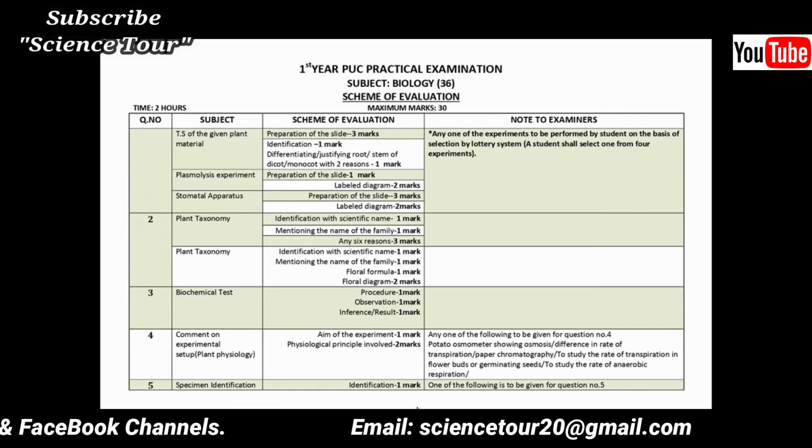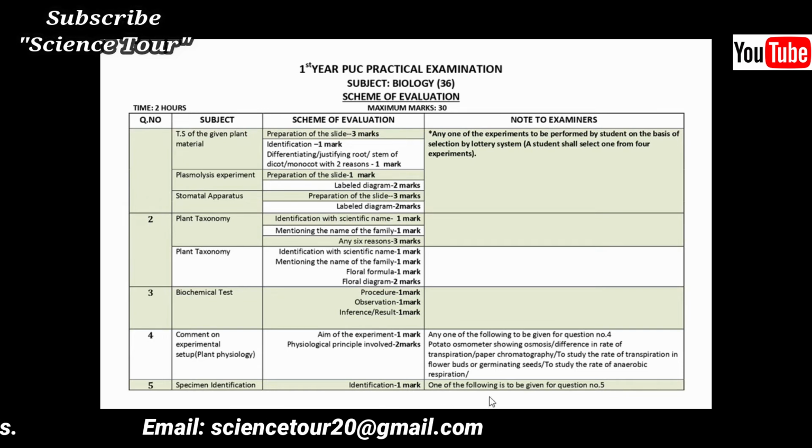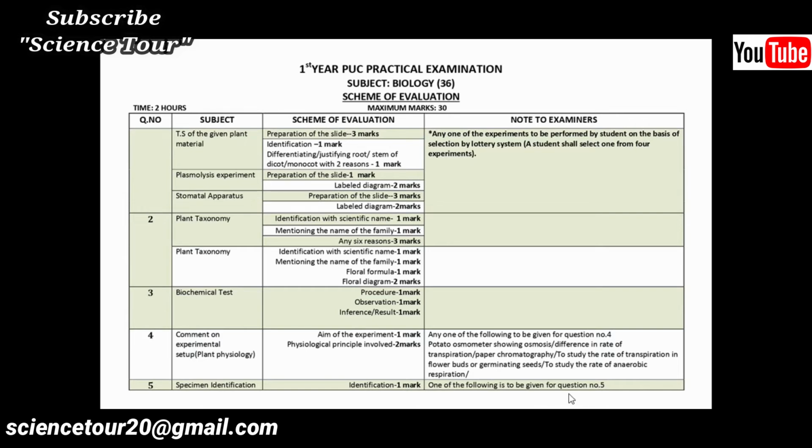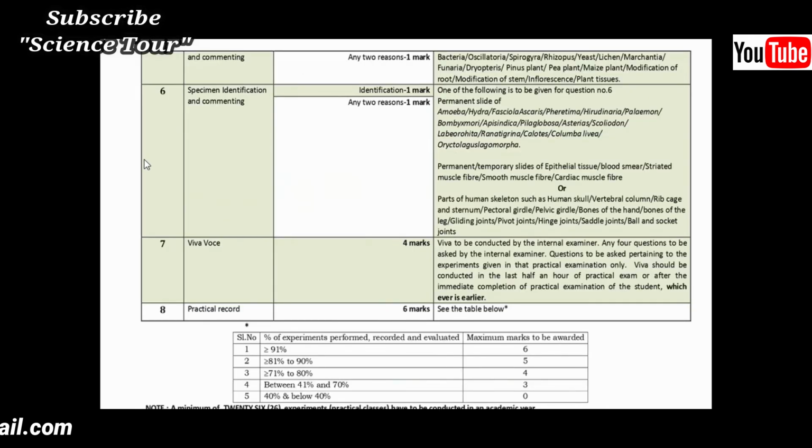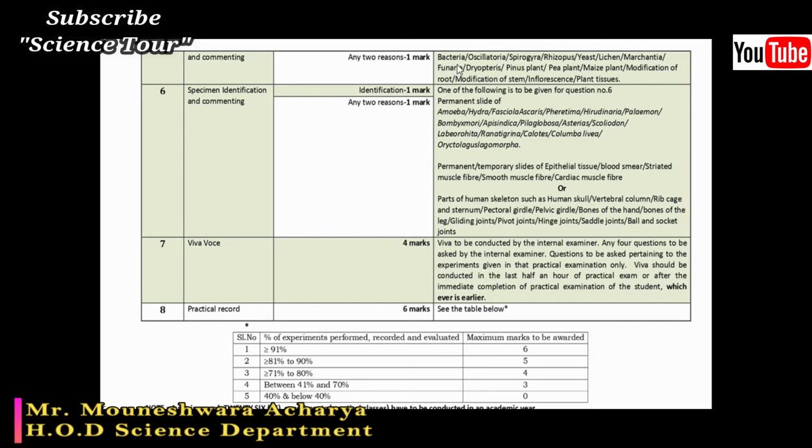So here identification is 1 mark. So one of the following is to be given for question number 5. That means either from bacteria or Oscillatoria, Spirogyra, Rhizopus, yeast, lichen, Marchantia, Funaria, Pteris, Pinus plant, pea plant, maize plant, modification of root, modification of the stem, or inflorescence or plant tissue. So any one specimen will be kept or slide will be kept.